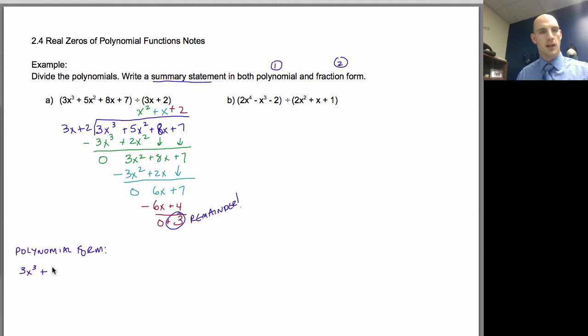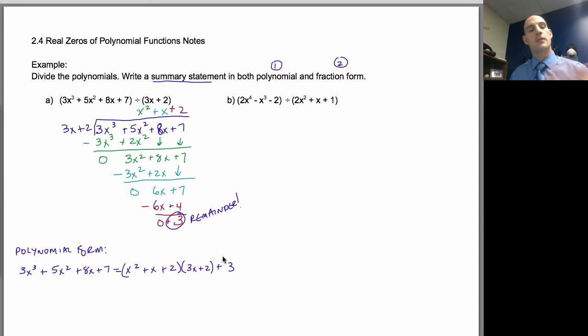3x cubed plus 5x squared plus 8x plus 7. We divided it by 3x plus 2. And so it's equal to our answer, so x squared plus x plus 2 times what we divided by, 3x plus 2, and plus our remainder. Okay, and so that is the way that we write it in the polynomial form. It's a product of what we divided by and our answer plus our remainder.